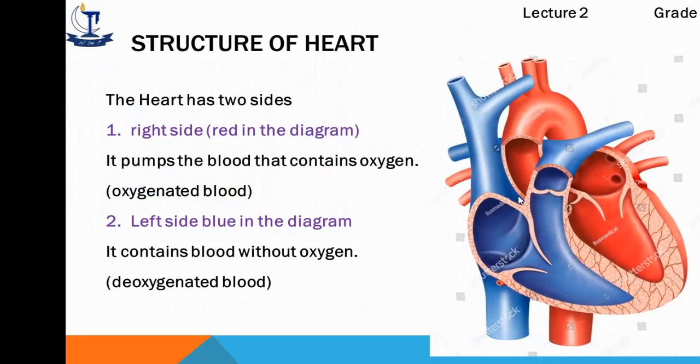This is the heart, and it is divided into 2 parts, the right part and the left part. The right side is shown in red color and the left side in blue color. The right part of the heart pumps oxygenated blood. Oxygenated blood is the blood that is rich in oxygen. And the left side of the heart pumps deoxygenated blood. It has been shown in blue color. Deoxygenated blood is the blood with no oxygen.